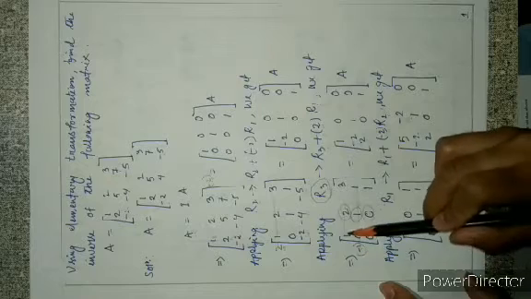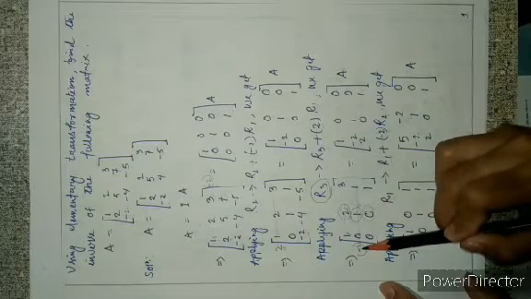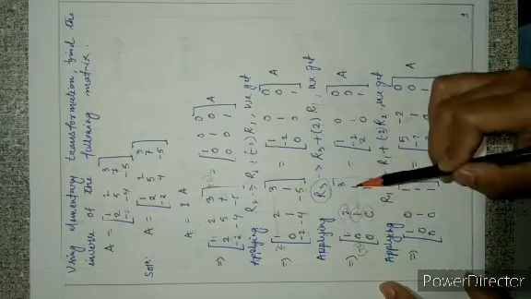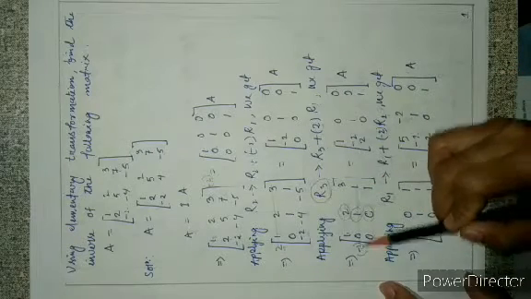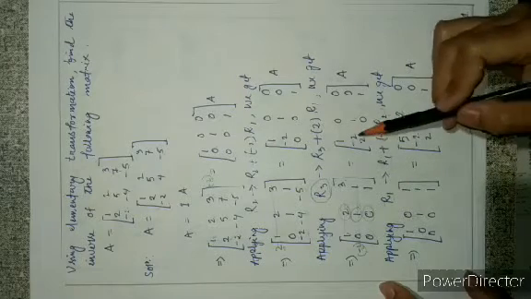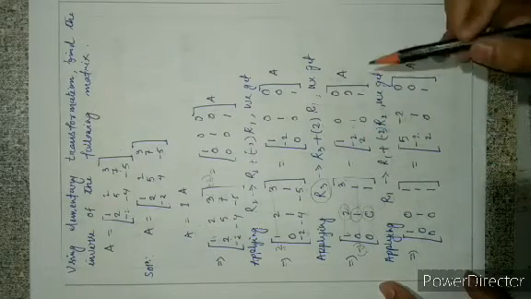0 into minus 2 is 0. 1 into minus 2 is minus 2. Minus 2 plus 2 is equal to 0. 1 into minus 2 is equal to minus 2, plus 3 is equal to plus 1. Then apply this operator on the right hand side also.